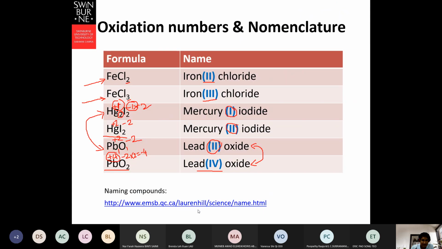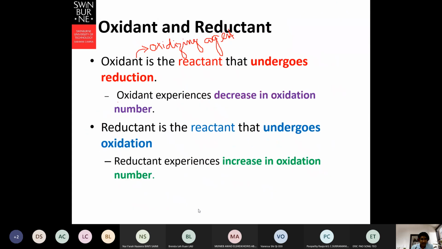This is telling us that an oxidant will decrease the oxidation number. That means a reduction reaction is going on there. And the opposite is true. So we need to take some time to understand and be comfortable with that.